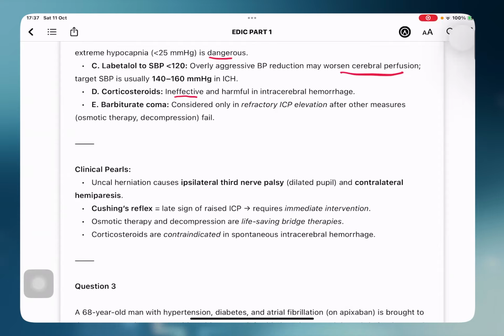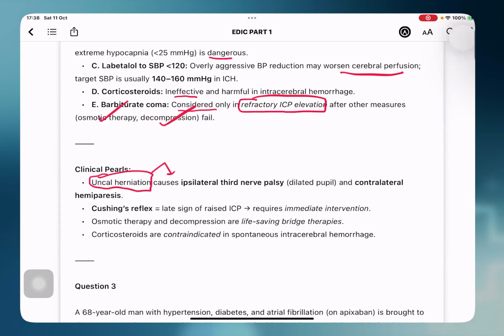Steroids are ineffective and in fact harmful in case of ICH. As far as barbiturate coma, you can consider it only in refractory ICP elevation after you've done everything else. For example, you've given 3% saline, you've given mannitol, you've done decompression, everything has failed. Now you can start the patient on barbiturate coma so that the brain doesn't need any oxygen. Important points to note here are that the patient will die of uncal herniation. You just need to avoid that. You just need to not let it happen.